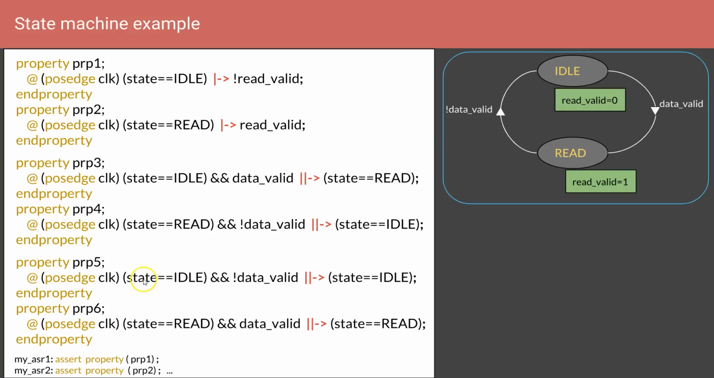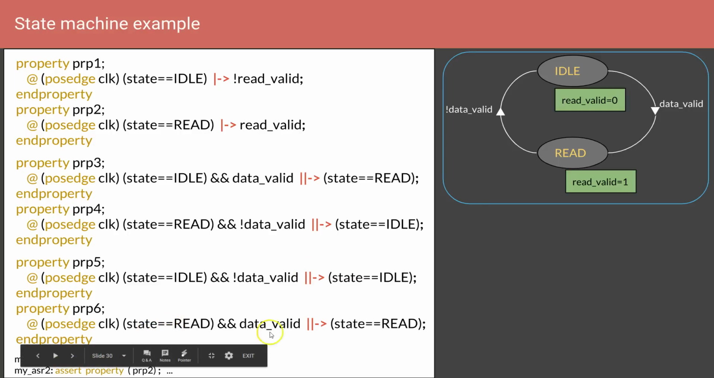And the next property is defining this particular scenario. If the state is idle and data valid is not asserted, then in the next cycle the state should be kept in the same idle state. And in the same way, if the state is read and data valid is not going back to 0, then the state should be kept in the same read state.